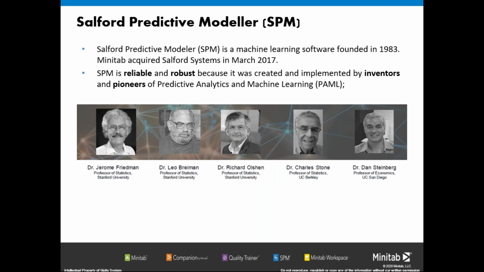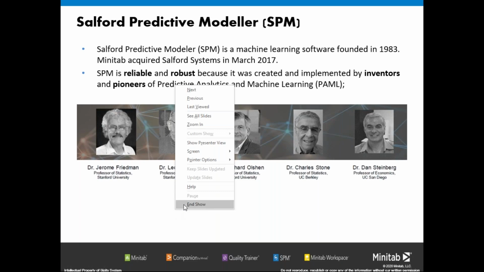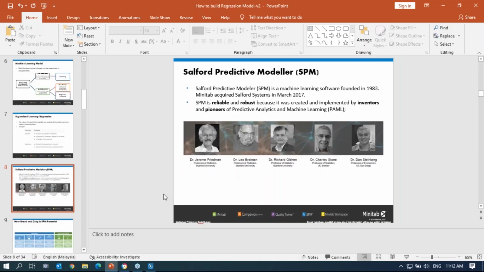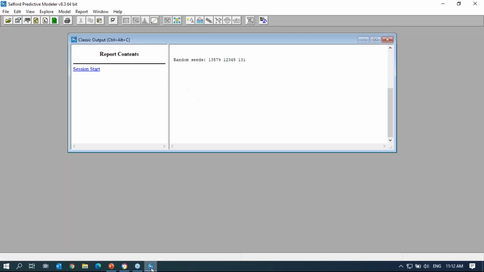So SPM is machine learning software that is data driven to improve decision making. SPM is known as easy to use, similar to Minitab statistical software, because there is no need for coding to get the model. It's just like Minitab. You just click, it's GUI software for modeling. I think I'll go directly to Salford first before we go further.